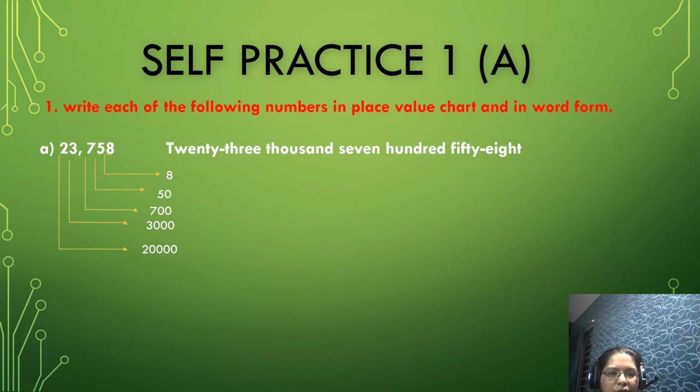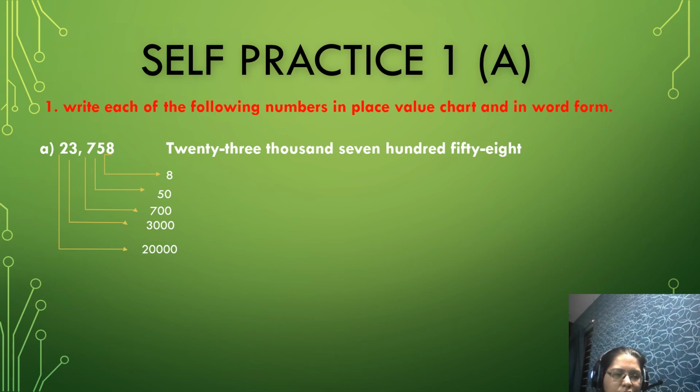So this number you can read as, हम क्या पढ़ेंगे इसको? 23,758. 8 is in unit place, so we can write it as 8. 5 is in tens place, so place value of 5 is 5 multiplied by 10 is 50, and place value of 7 is 7 multiplied by 100. 100 place में है ये 7, तो उसको होगा 700. 3 is in 1000 place. 1000 place में है तो 3 क्या होगा? 3 multiplied with 1000, 3000 होगा.